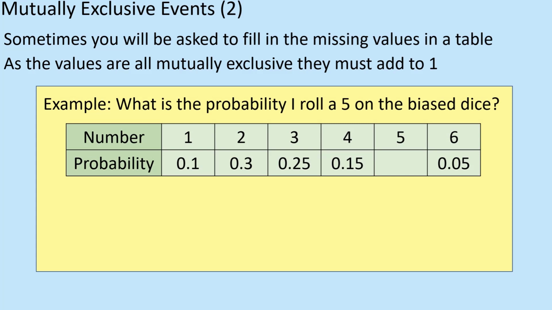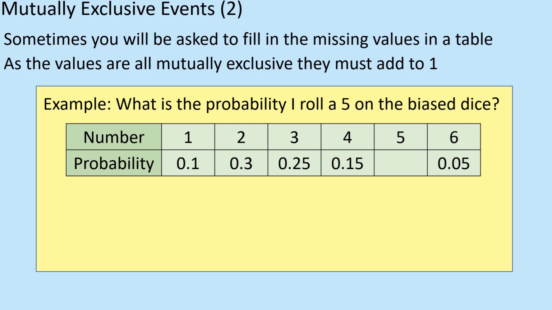So say I roll a 5 on a biased dice. If it's a biased dice, then the probabilities are different. But ultimately, there are 6 outcomes, and I can't get a 1 and a 2, or a 3 and a 4, and a 5, and so on. I can't get both at the same time, so they are all mutually exclusive. Therefore, all those probabilities, which you see here, 0.1, 0.3, 0.25, 0.15, 0.05, and the missing one for 5, must add up to 1.